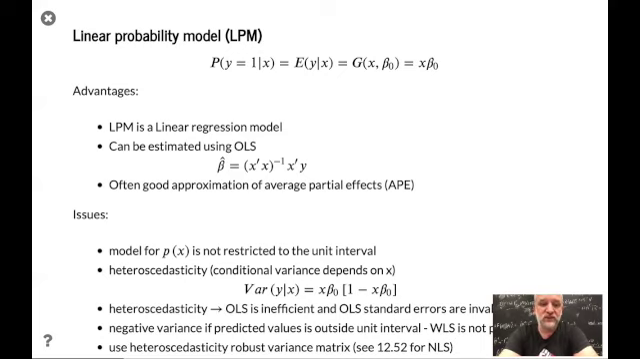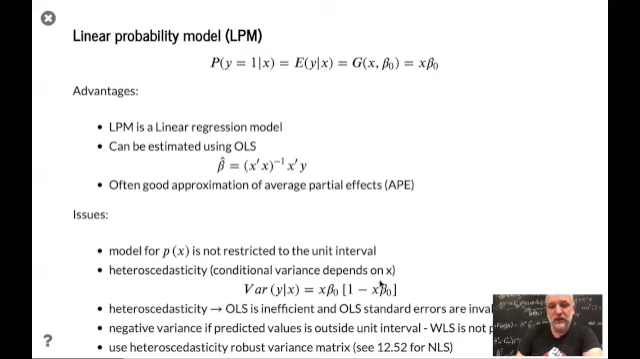Then another thing is that in the last lecture we found out that the conditional variance of a Bernoulli distributed variable is the probability times 1 minus the probability. Now, if the probabilities are outside the unit interval, it's not hard to see that this can result in negative variances. So we get these awkward predictions from the model: you can have negative variances, and you can have probabilities that are outside the unit interval.